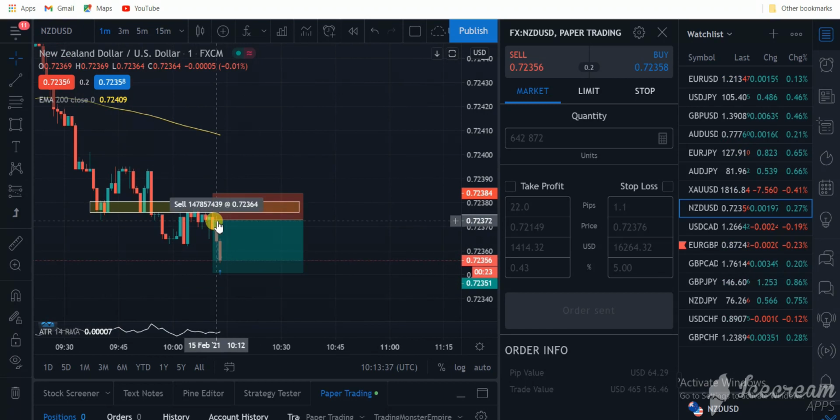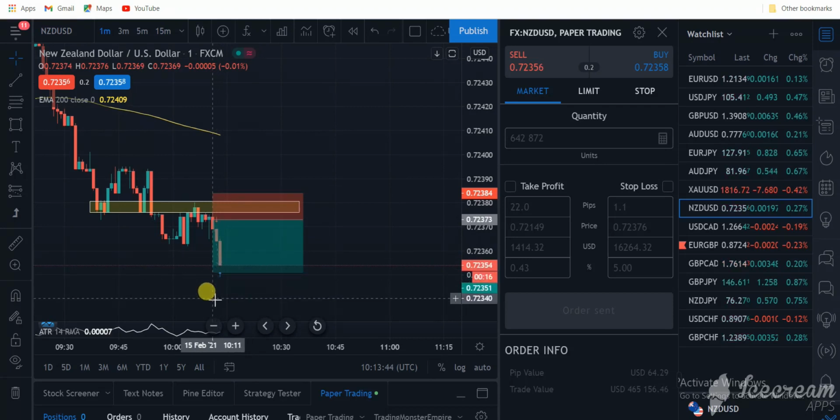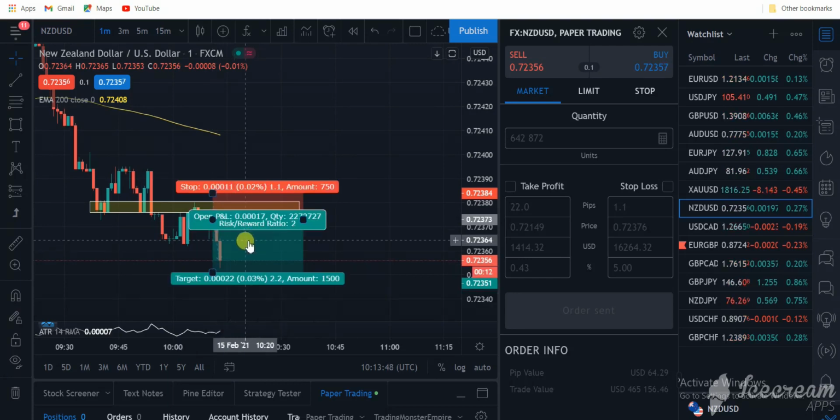As you can see, guys, the price is moving into profits. It's moving straight into profits. So let's wait for the result of this trade. As you can see, guys, the price is moving really fast. Look at the strong momentum to the downside.